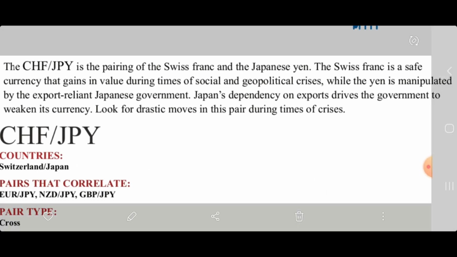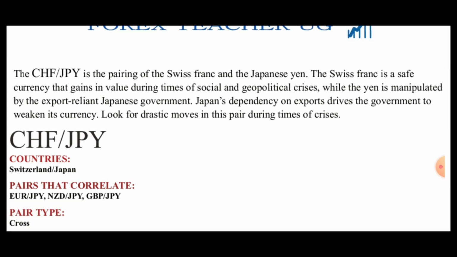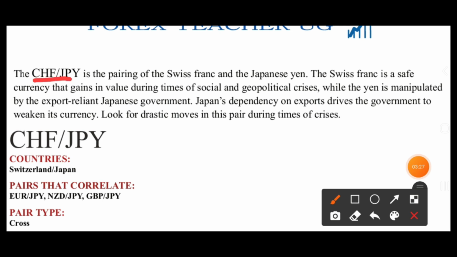Now let's look at the Swiss franc. This is the Swiss franc, CHF, and JPY. So CHF JPY is the pairing of the Swiss franc and the Japanese yen. The Swiss franc is a safe currency that gains in value during times of social and geopolitical crisis, while the yen is manipulated by the export-reliant Japanese government. So Japan's dependence on export drives the government to weaken its currency.